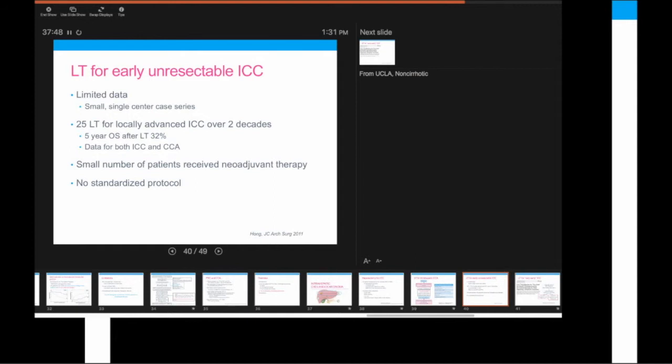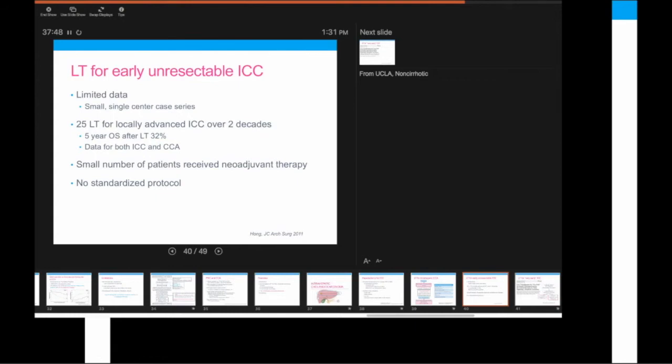The early data was very limited. A lot of the studies came out of UCLA, so it was limited. It was a small single-center case series. Over 2 decades, they transplanted 25 patients for locally advanced intrahepatic cholangiocarcinoma. The 5-year overall survival rate after transplant was 32%, which is low, but the data reported is for both intrahepatic cholangiocarcinoma as well as perihilar, so it's difficult to differentiate which one it was for.